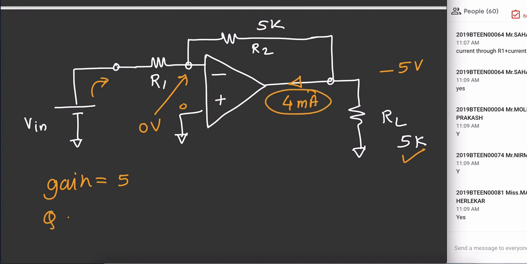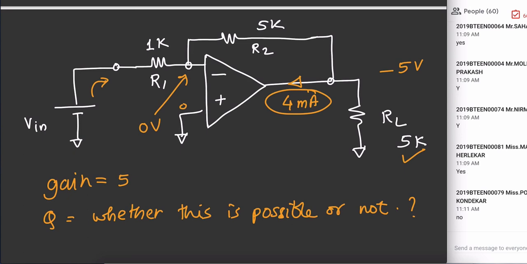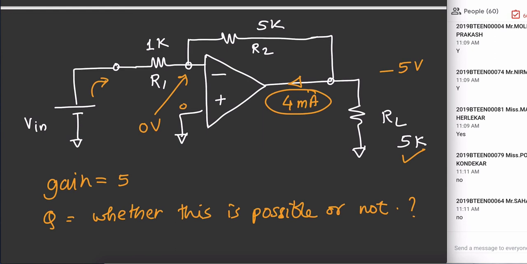And the question is whether this is possible or not. ऐसा पूछा है कि ये पॉसिबल भी है या नहीं है. This can be, one K register values are also given. So is this possible? No, not possible. Why, Pooja?